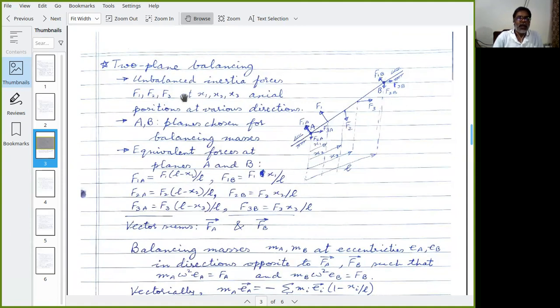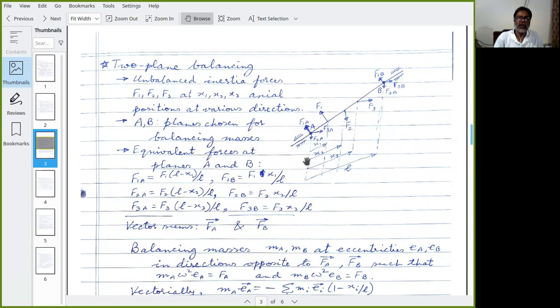Say unbalanced inertia forces F1, F2, F3 acting at axial positions X1, X2, X3, etc. From one of the chosen planes, say plane A and plane B. Say F1, F2, F3 are the unbalanced forces, and you have chosen plane A and plane B to balance them. In these two planes, in suitable locations, we will add suitable masses.